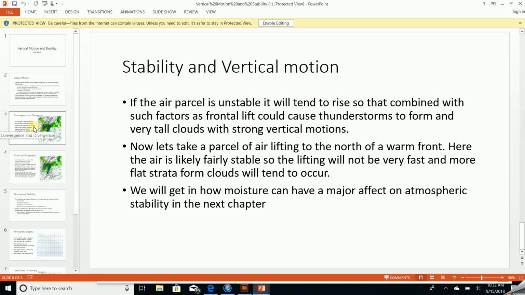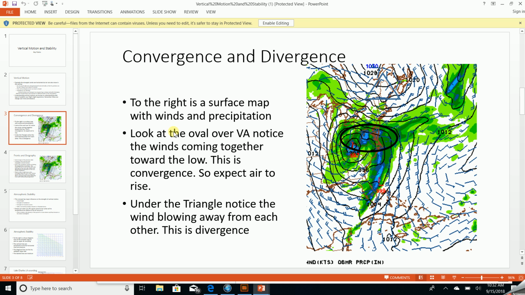One of the things to look at here is convergence and divergence. All right. Here I have a high pressure system centered north of Maine. Winds are out of the northeast coming in here. I have a low pressure system centered southwest of West Virginia. I have south winds coming up here. Somewhere in here I probably have a warm front. So I have a low with a warm front in here.